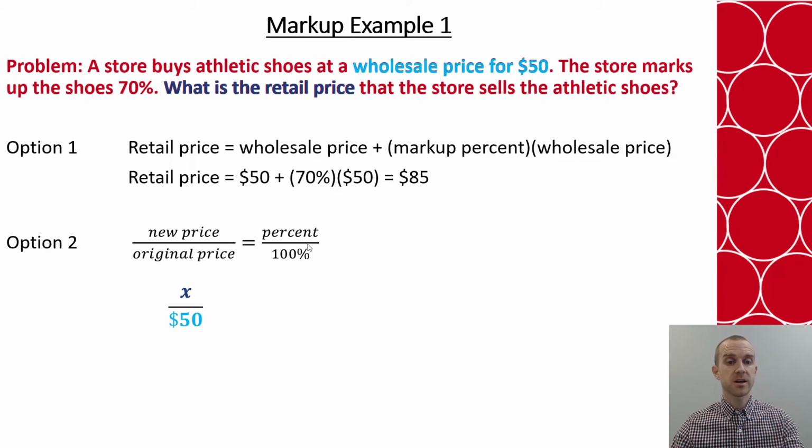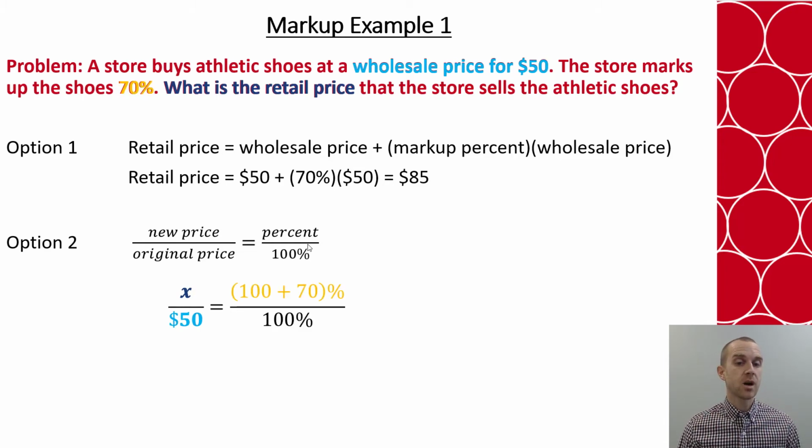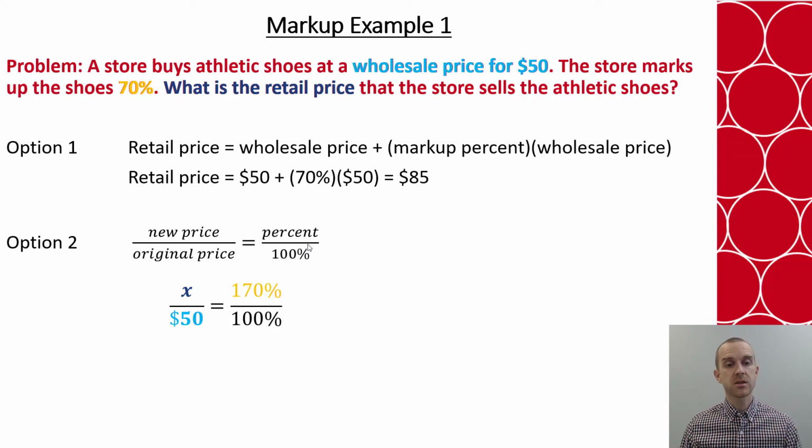We know our wholesale price was $50. Our percent change, the markup of 70%, we have to remember we're adding that to 100. So we're selling them for 170% of the wholesale price. Now we have our equation and we can solve it several different ways.